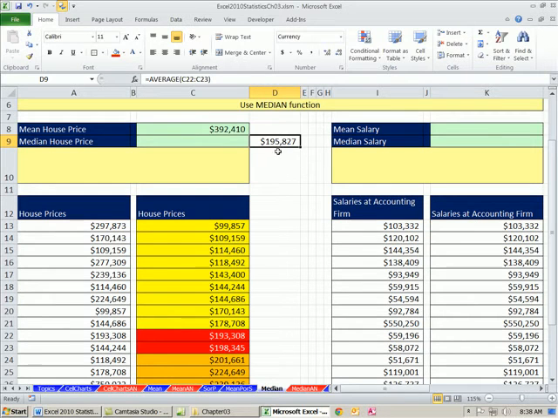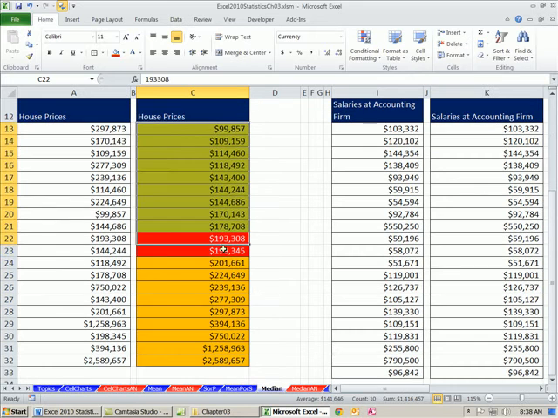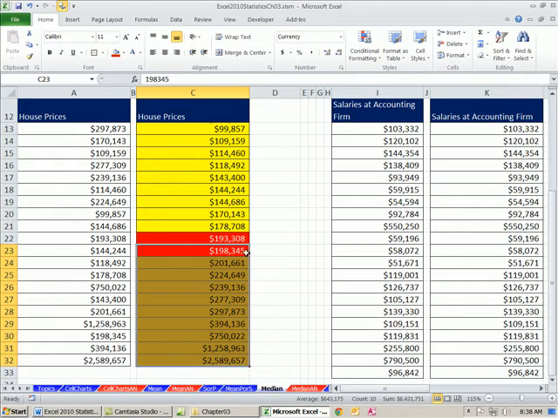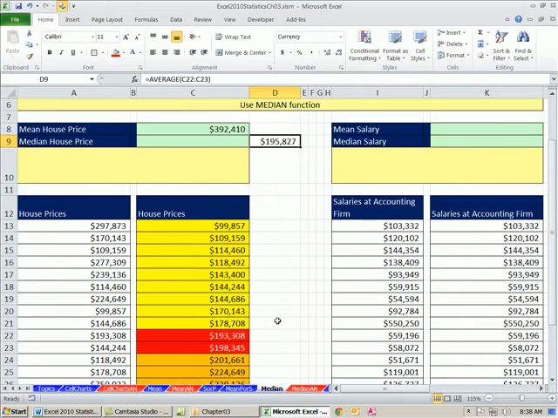Another way to think about median, right? There's half of them there and half of them there, right? And the one we have is right in between. Wow, that means this number right here, 195,827, there's exactly 50% of the values below and 50% of the values above.